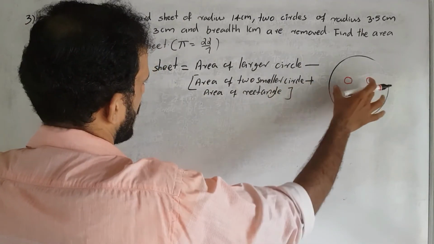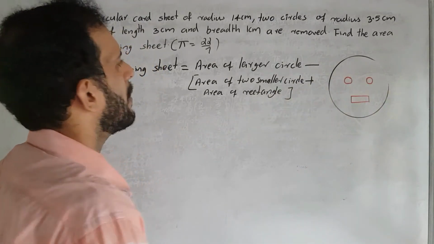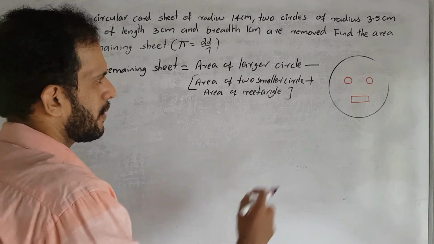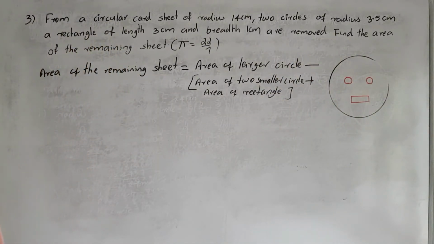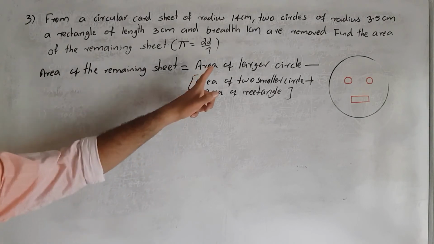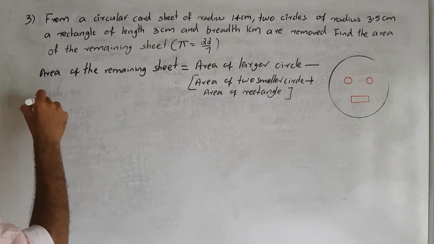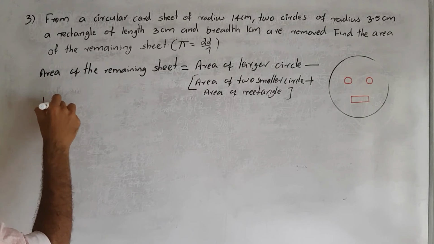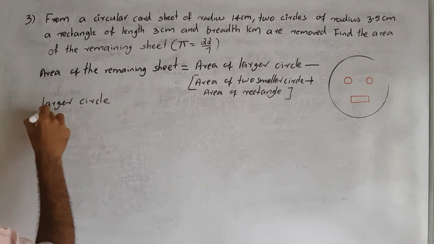സർക്കിളിൻ്റെ ഏരിയയിൽ നിന്ന് രണ്ട് ചെറിയ സർക്കിളിൻ്റെ ഏരിയയും ഈ റെക്റ്റാങ്കിളിൻ്റെ ഏരിയയും തമ്മിൽ ആഡ് ചെയ്ത് സബ്ട്രാക്ട് ചെയ്താൽ നമുക്ക് എന്ത് കിട്ടും? ബാക്കിയുള്ള പോർഷൻസിൻ്റെ റിമൈനിങ് ഷീറ്റിൻ്റെ ഏരിയ കിട്ടും. ഓക്കെ, സോ ഫസ്റ്റ് വി വാണ്ട് ടു ഫൈൻഡ് ഔട്ട് വൺ ബൈ വൺ ഏരിയ ഓഫ് ദി ലാർജർ സർക്കിൾ. ദെൻ ഫസ്റ്റ് ഇൻ ദ കേസ് ഓഫ് ലാർജർ സർക്കിൾ, ഓക്കെ, we are doing everything in the case of the larger circle.